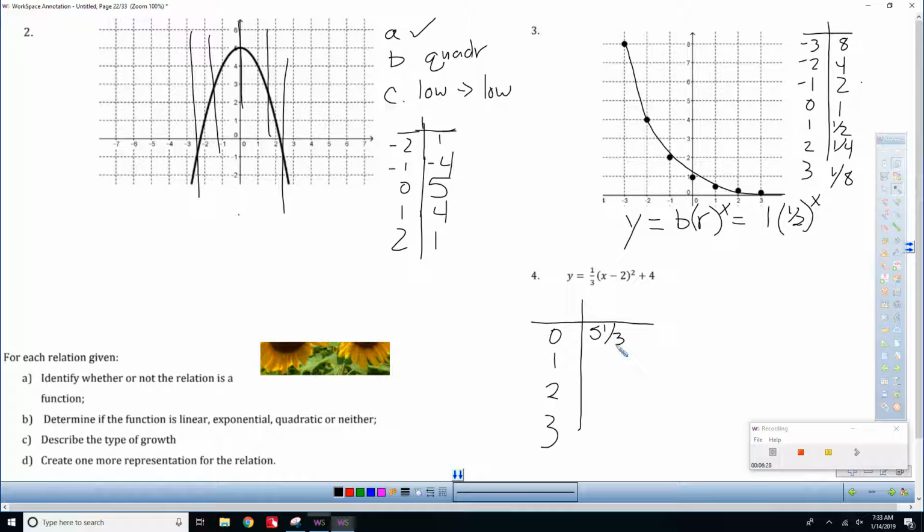Put in a 1. You get a negative 1 squared, which is 1. This is 4 and a third. Put in a 2. You get a 0. 4. Put in a 3. You get 4 and 1 third, and that's a different representation. Alright, moving on.